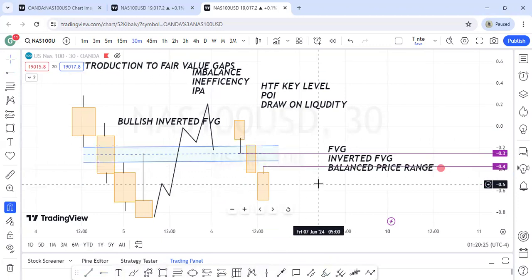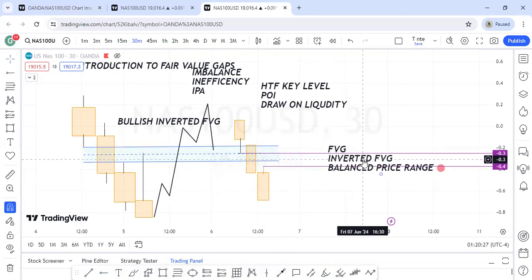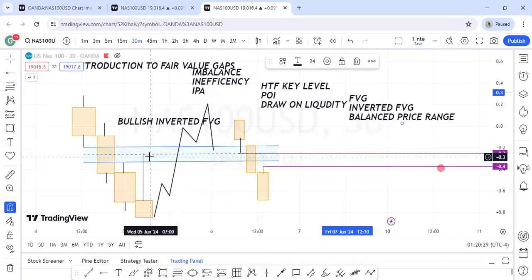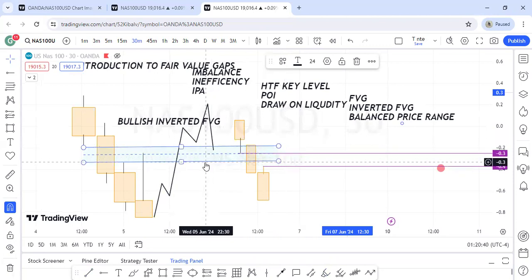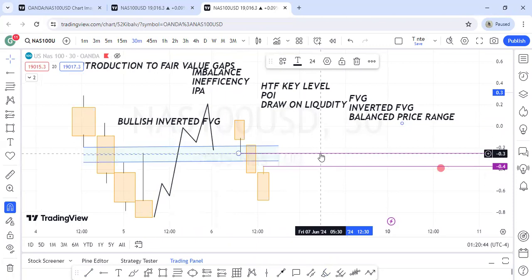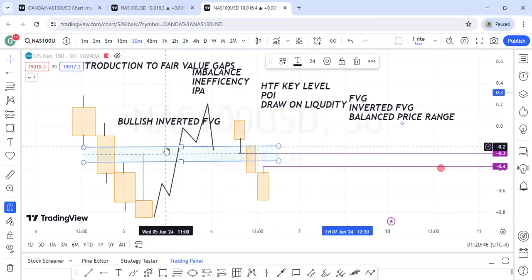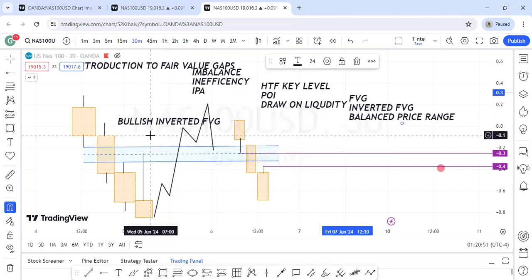So we refer to this phenomenon as what? A balanced price range. That means you're seeing a gap to the left and to the right. So there are now two fair value gaps printed here, right? Two fair value gaps printed. All right, so this is called a balanced price range: price creates an imbalance to the left and also to the right, and they're overlapping. So this imbalance to the right is overlapping with what? The one at the left. So it's like a double imbalance, an imbalance at the right and then an imbalance at the left, right?